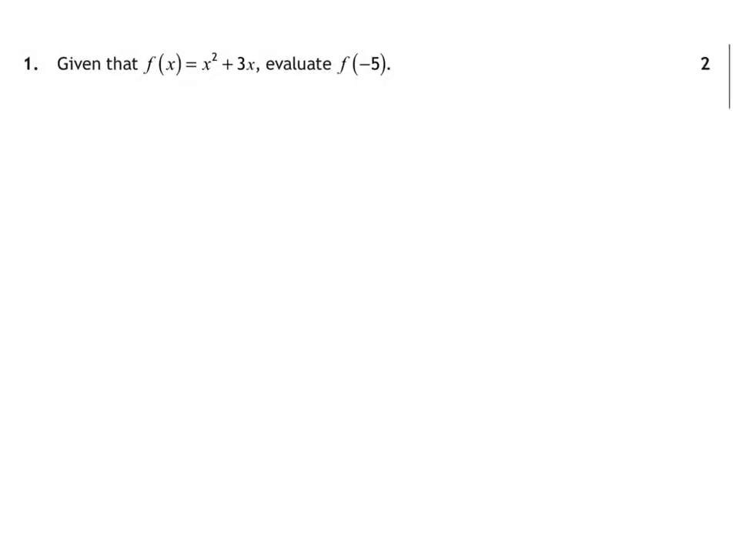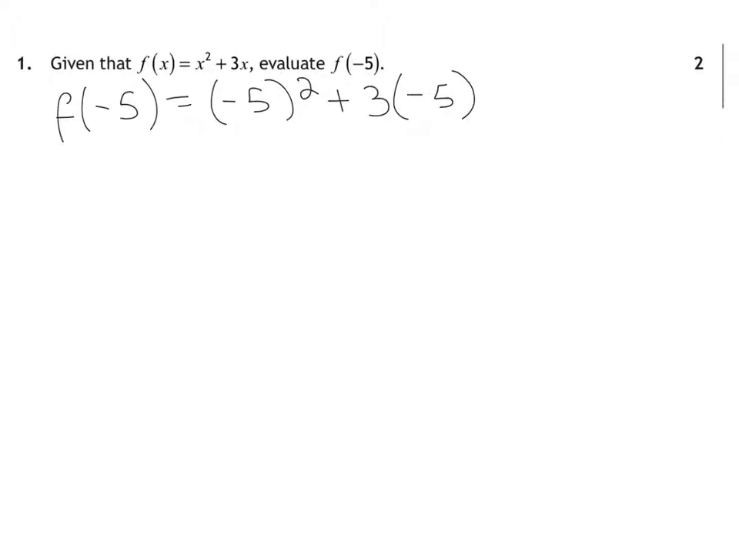Okay, 2017 paper 1. Question 1. Given that f of x is equal to x squared plus 3x, evaluate f of negative 5. This is a straightforward substitution. Wherever you see x, you're putting in negative 5 instead. So stop this, go and have a go, and then have a look.